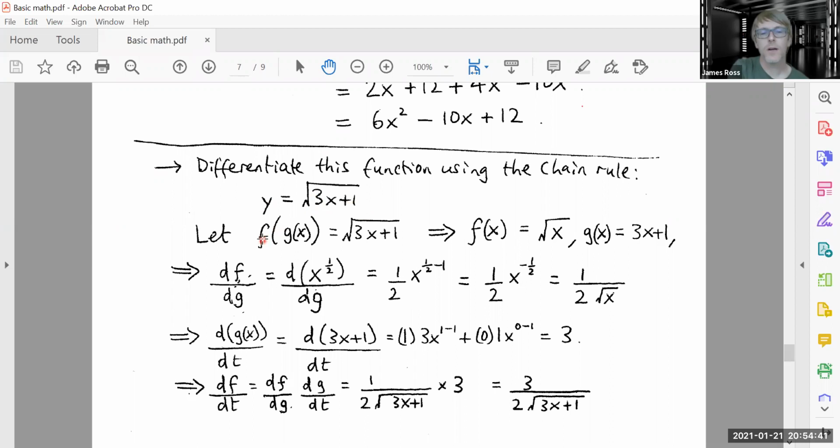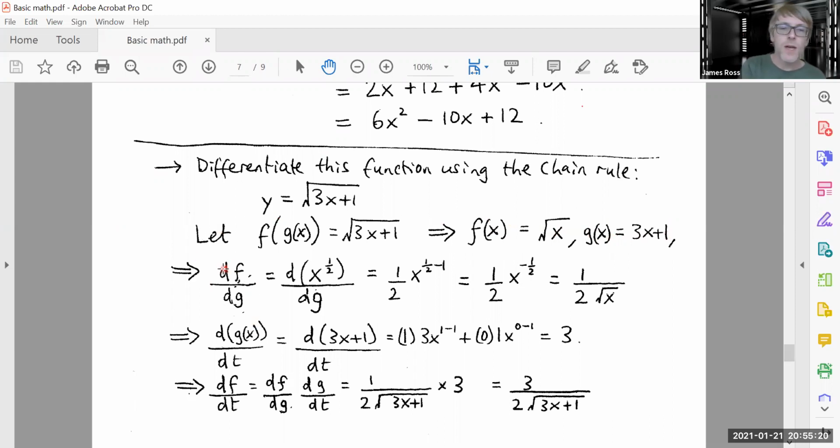So we've got a function of g of x. Let the function f of x be the root of x, and then let g of x be the thing that's rooted. So let g of x be 3x plus 1. So we've got our two functions there. If you read this backwards, you would take 3x plus 1, and then you take the square root. So you can see where these two separate functions have come from.